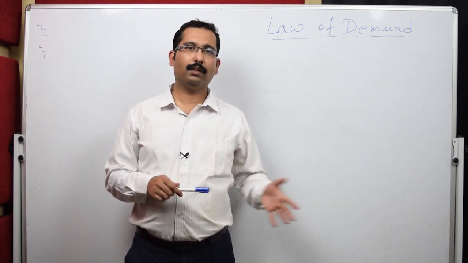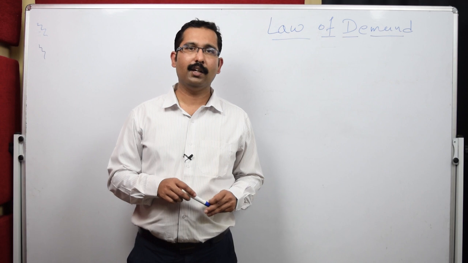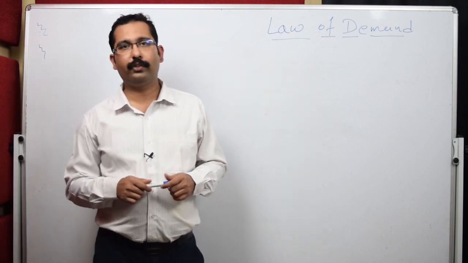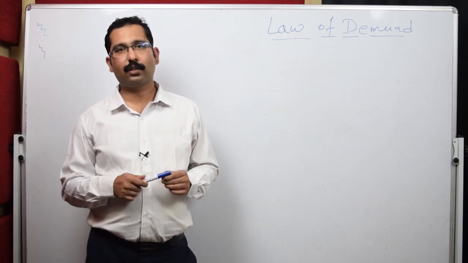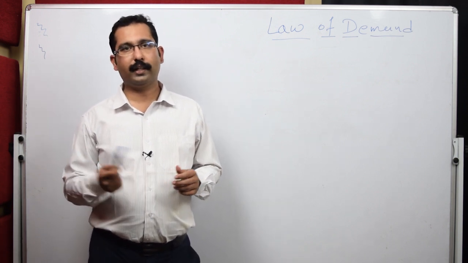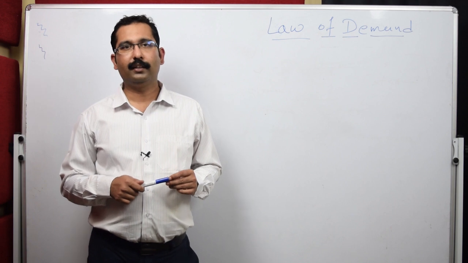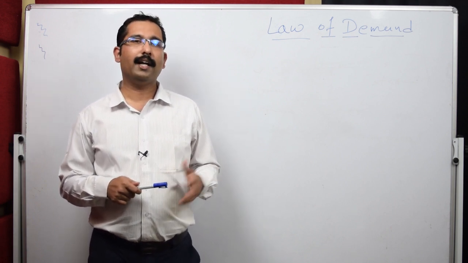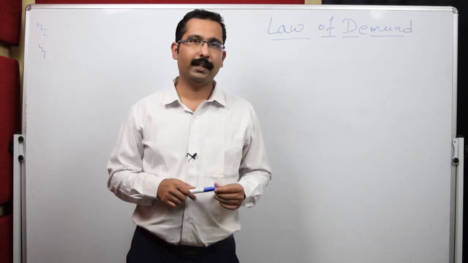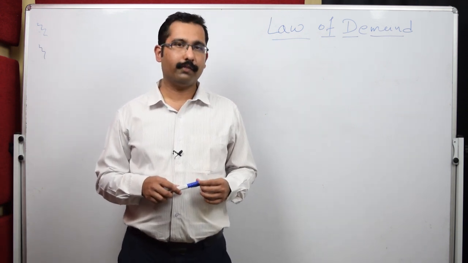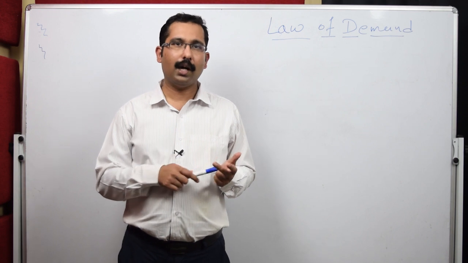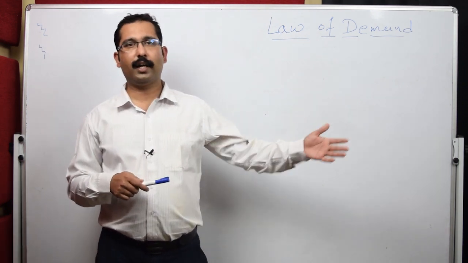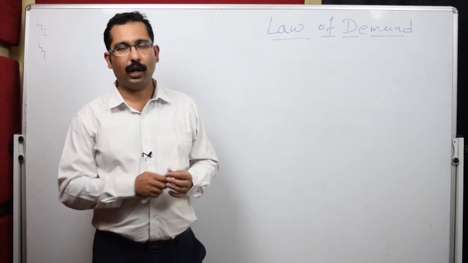Now there are three other ways in which the law of demand can be represented. Which are the three other ways? The second method is called the tabular method, or it can also be called the schedule. The next one is the graphical method, and the last one is the equation form. So the four ways of representing the law of demand are textual, tabular, graphical and the equation. Now let's see the second, third and the fourth way.